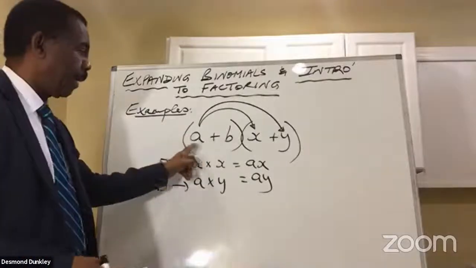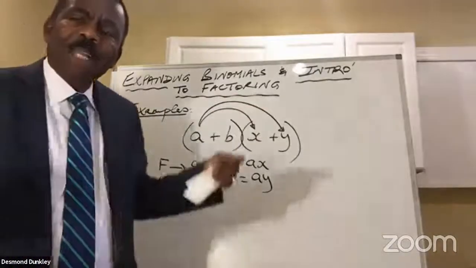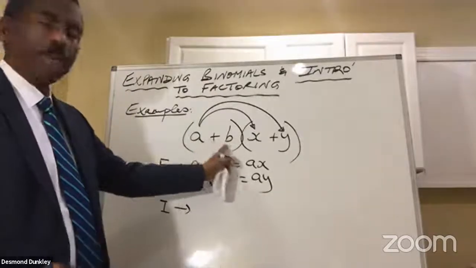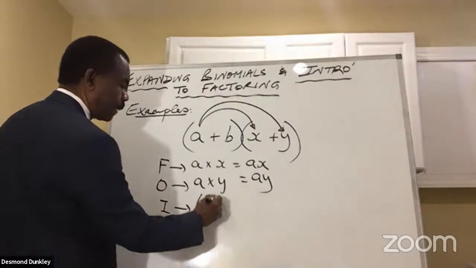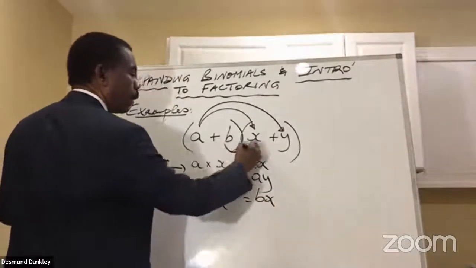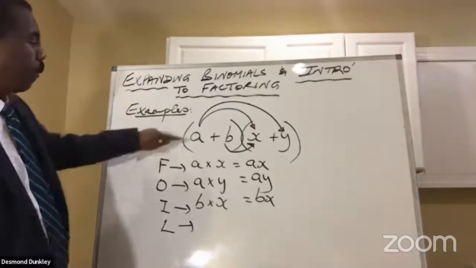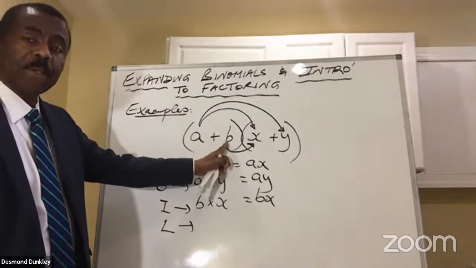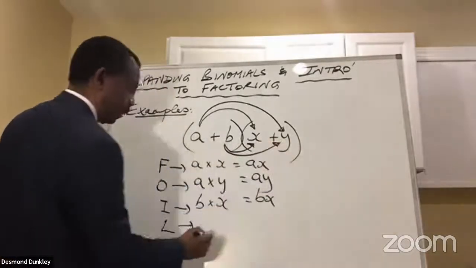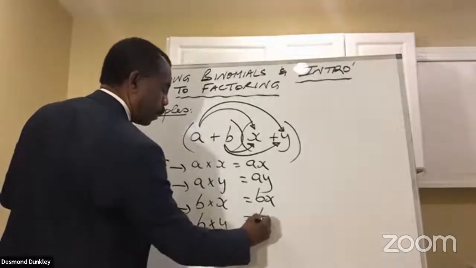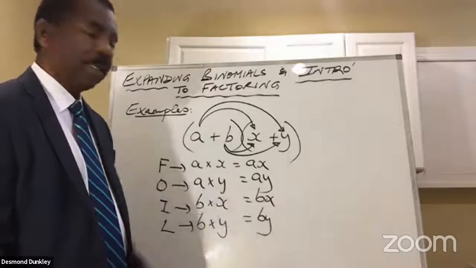So now we're finished with A, and now it says we use I. If O is outer, I is inner. So what's on the inner side of this binomial? B is on the inner, X is inner, they're on the inside. So it's going to be B times X. And then finally, last. What's the last term for the first binomial? B is the last term. What's the last term for the second? Y is the last term. So it's going to be B times Y. So the result is AX plus AY plus BX plus BY.